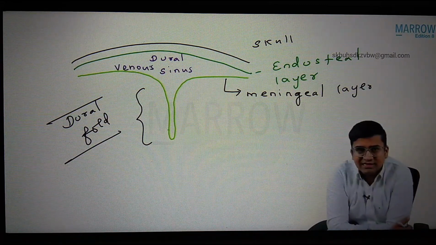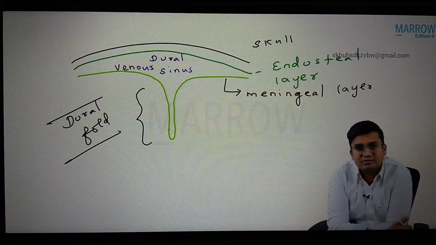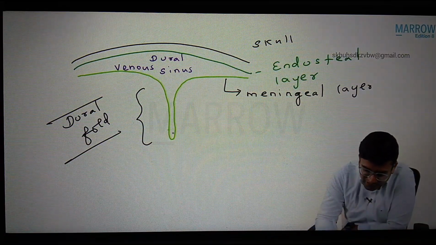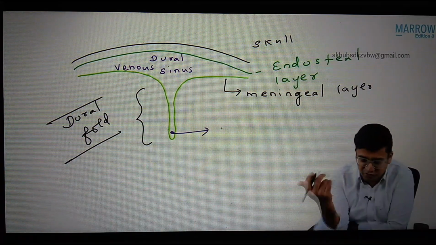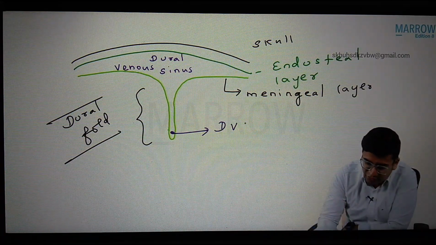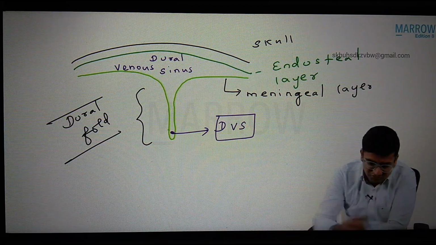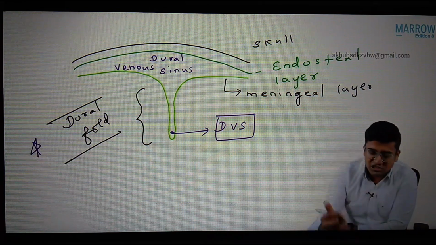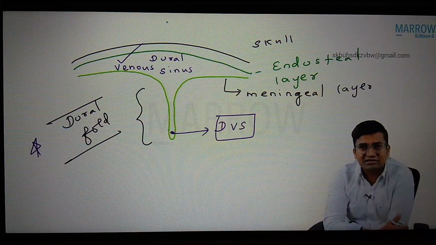So what is dural venous sinus? It is a space between the two layers of dura which contains venous blood. Okay. Again, sometimes the dural venous sinus may also be present in the meningeal layer of dura. Okay, right. So first we're going to discuss the dural folds and list out all the dural venous sinuses, and we're going to discuss the cavernous sinus in detail.